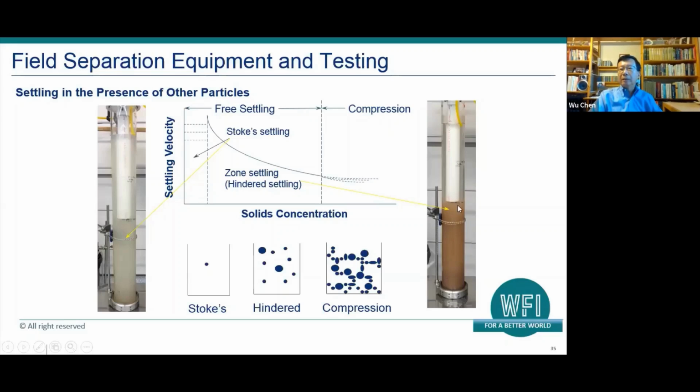So it's here. Okay, so this is called hindered settling, and in this region, the settling velocity is a function of concentration. That means at one concentration, you only have one settling rate because everybody is settling at the same rate. The bigger ones drag down the small ones. So you can see the settling velocity as a function of concentration. You have one single curve over here, right?